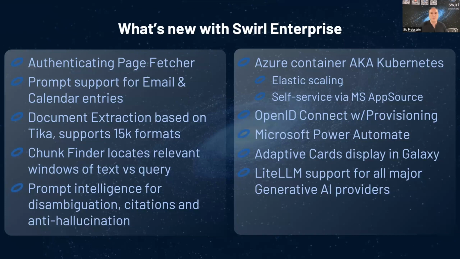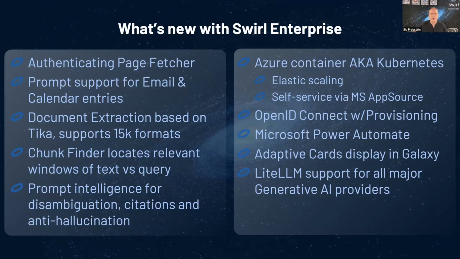Swirl Enterprise is available as an Azure container, meaning it comes in a Kubernetes pod, which supports both elastic scaling and self-service provisioning via the MS App Source, available very soon. Also, OpenID Connect with auto provisioning, so users can simply log in with Microsoft and be auto provisioned. In Community, the deployer is responsible for those provisionings.